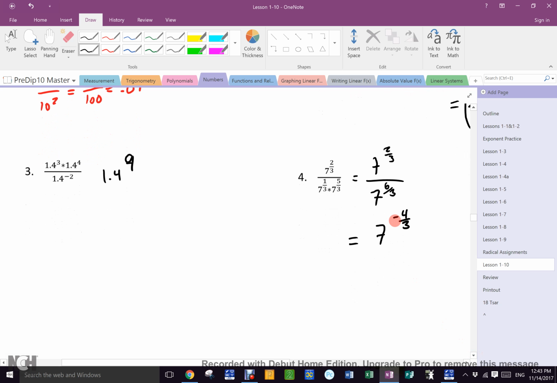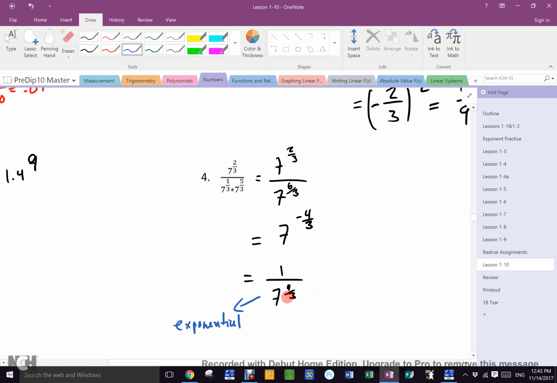Is that negative allowed? No. So it's 1 over 7 to the 4/3. What form is that? That's what we just did. So that's the cube root of 7 to the power 4. Oh, but then there's a radical. That is exponential form.